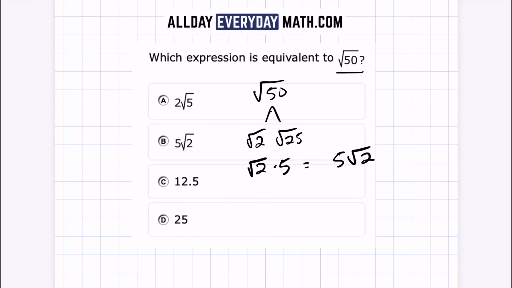So now if we look at our answer choices, we see that letter B says 5 square root of 2, and that matches what we have, and so we're going to go with letter B.